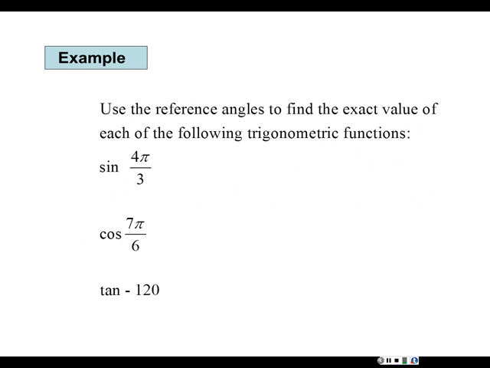So here, how can you use the reference angles to find the exact value of each of the following trigonometric functions? Now here, let's say the first one is sine 4 pi by 3. So the 4 pi by 3 is 240 degree, right?